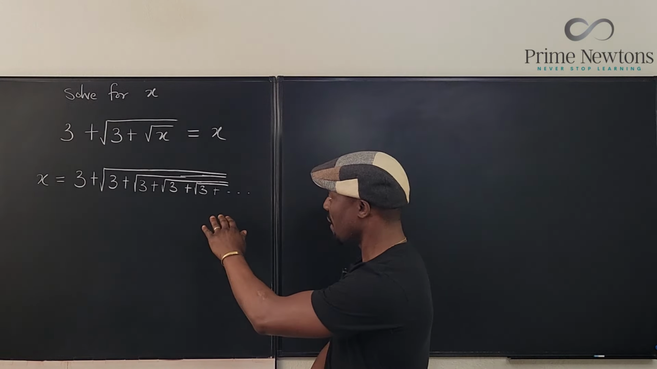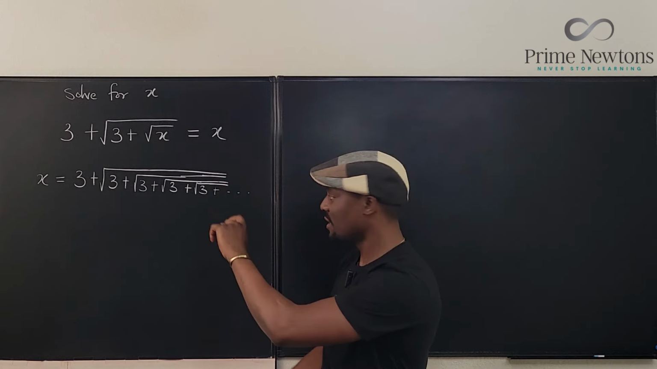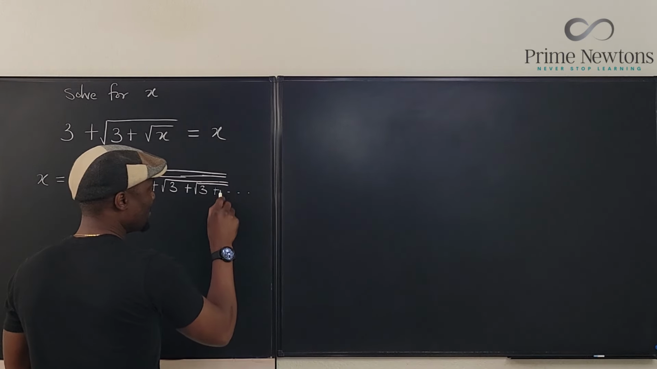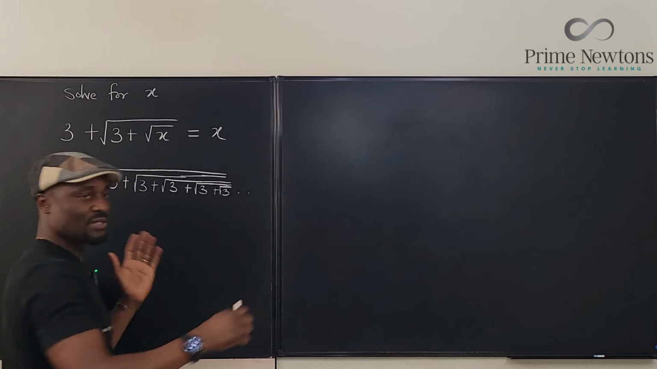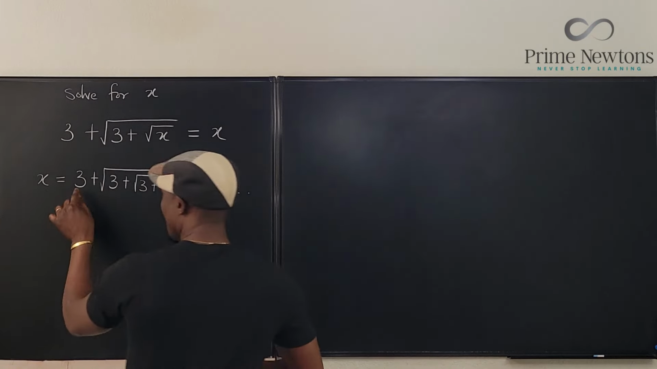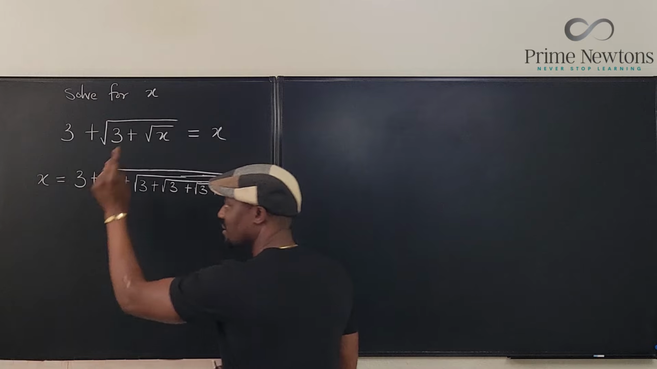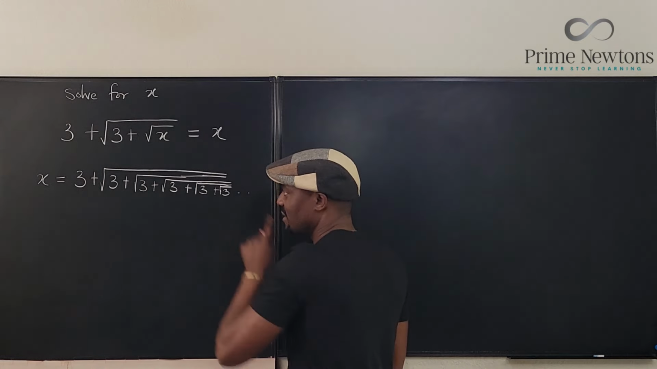So you just keep going. It's going to be the square root of 3 again. So I'm going to have another square root of 3 here. And then it will keep going, plus, plus, plus, it goes on forever. So this one, I know x equals 3 plus something. I just don't know what that something is.